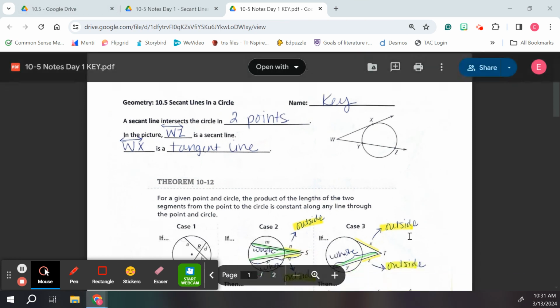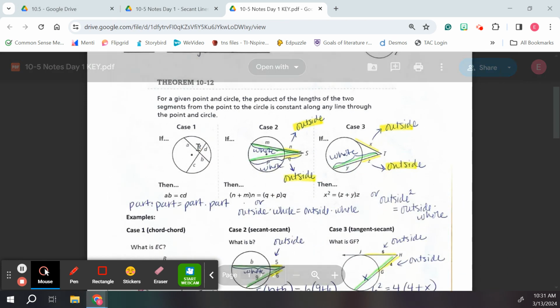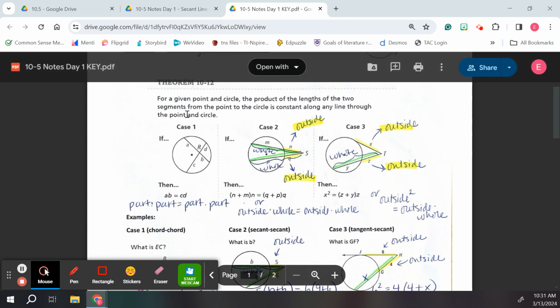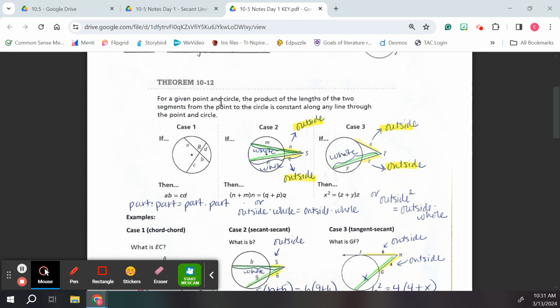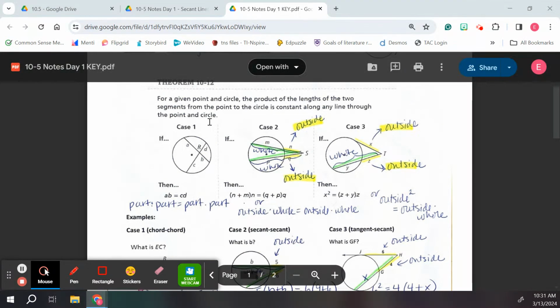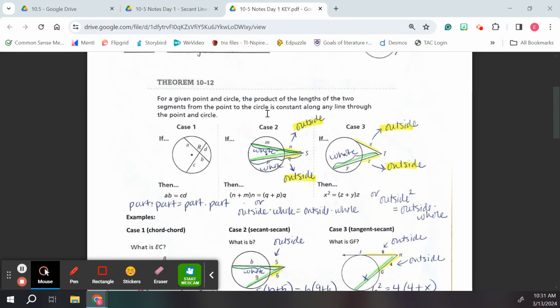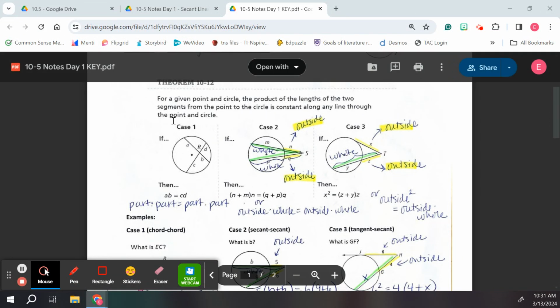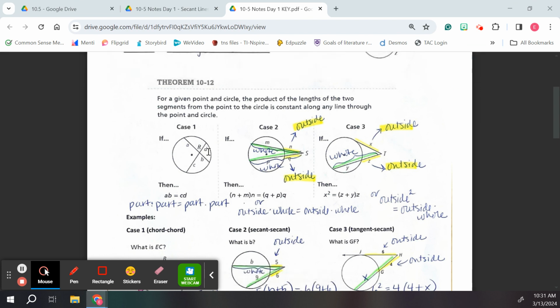All right. So now here's some ideas that you need to know about. Theorem 10-12: for a given point and circle, the product of the lengths of the two segments from the point to the circle is constant along any line through the point. This is one of the rules we wrote down today.